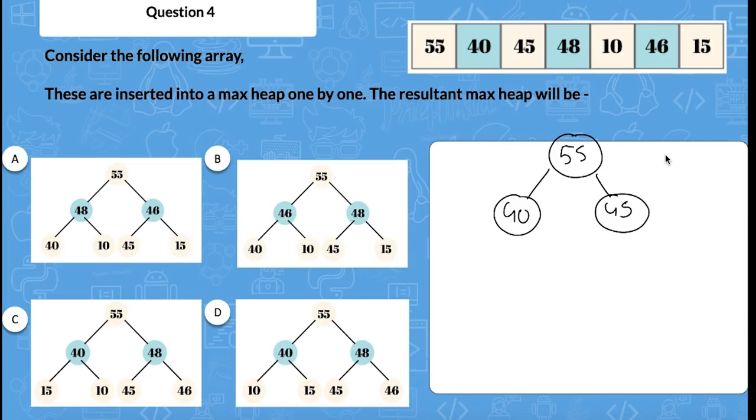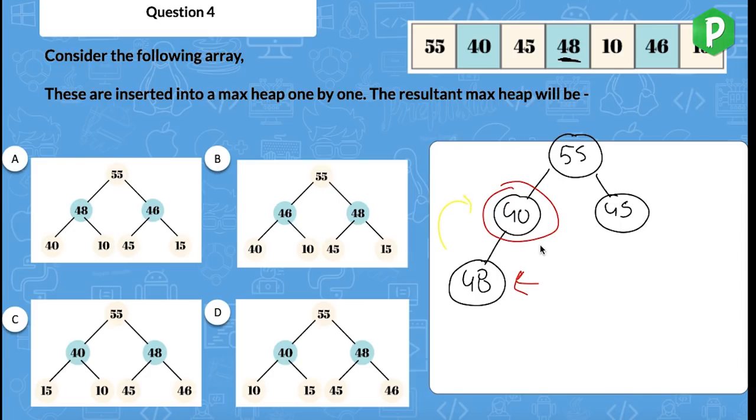Now let's go to the next element, that is 48. When we enter 48 here, the child element is greater than the parent element. So what would happen? A swap would happen here. So this will get interchanged, this will become 48, and then this will become 40. Right? So no problem. Now let us go to the next step. That is, we have 10. Because this is 48 currently, we'll just simply enter 10 here. Okay, so no problem. Then we have 46 here.